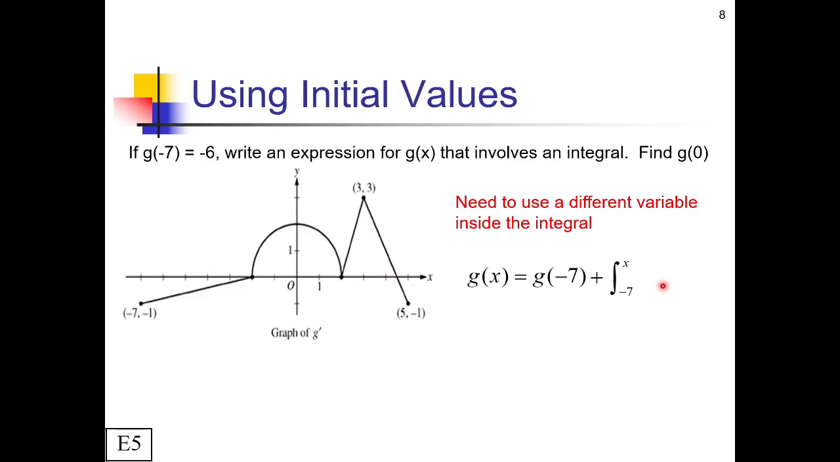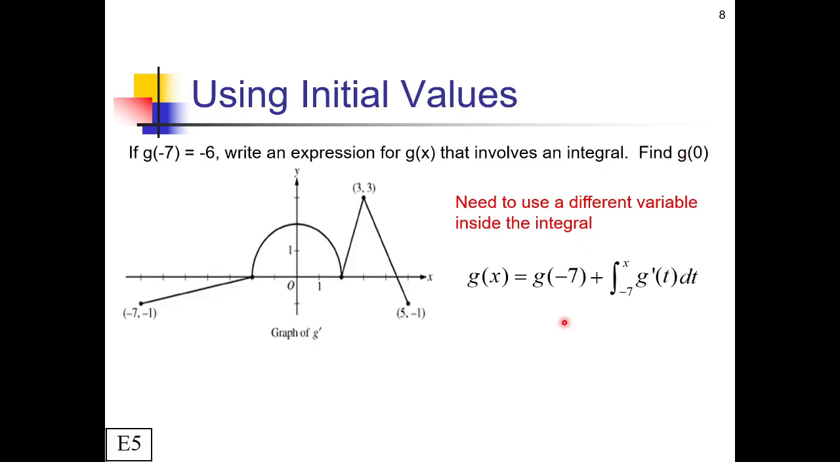So I'm going to have integral of g prime, and now I'm going to have to use a different variable other than x. So I'm going to use t. That's typically what we use. But you could use whatever else you wanted. So g prime of t, and then make sure your differential here matches. So this is going to be dt. And this is what a correct version of this function would look like. All right, so using this now, pause the video and see if you can figure out g of 0.